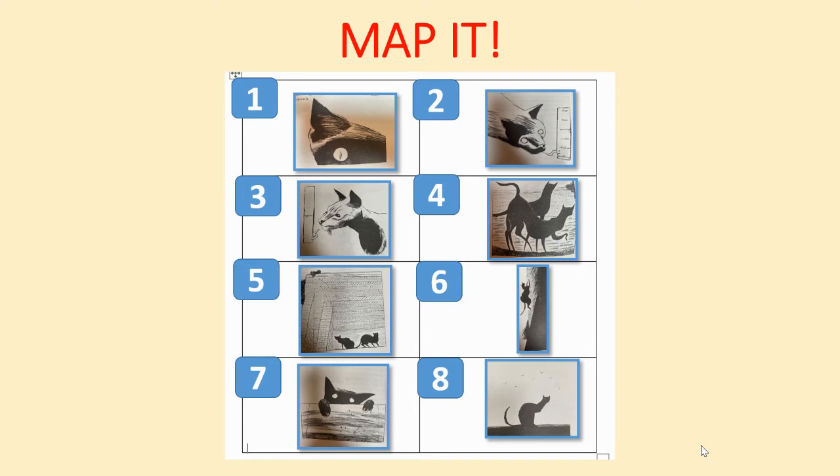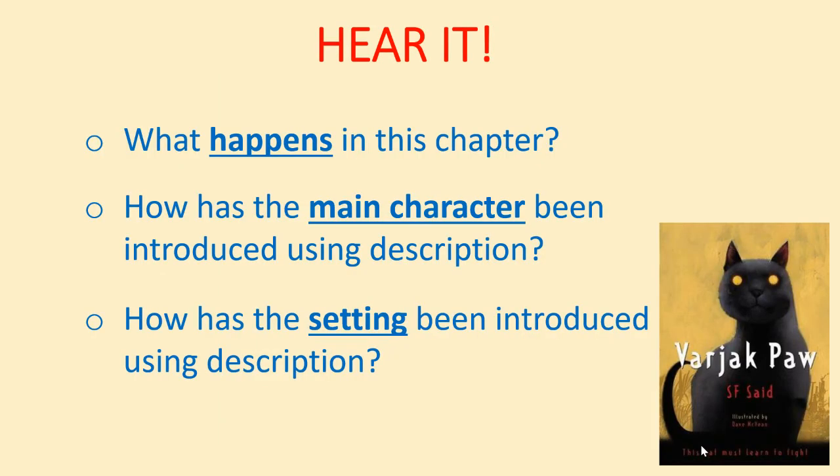And that is my retelling of that part of the chapter, and that's how I chose to retell it. Okay, so you've listened to my story, and I want you to really think, what happened in that chapter? How was the main character introduced with description, and how was the setting introduced with description? The character I talked about, Varjak, being a brave and curious cat, and with the setting, I made sure it was really dark and gloomy. Remember, lots of trees were blocking out the light from the moon.